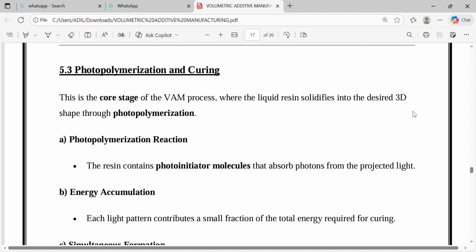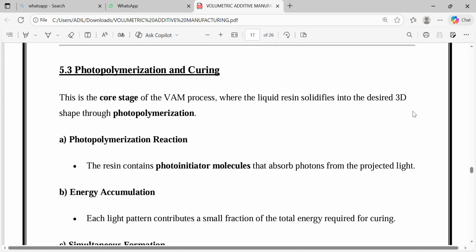Now we will discuss the photopolymerization and curing. This is the core stage of the VAM process where the liquid resin is solidified into the desired 3D shape through photopolymerization. Photopolymerization reaction: the resin contains photoinitiator molecules that absorb photons from the projected light.